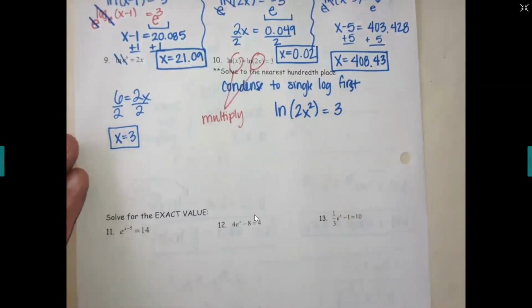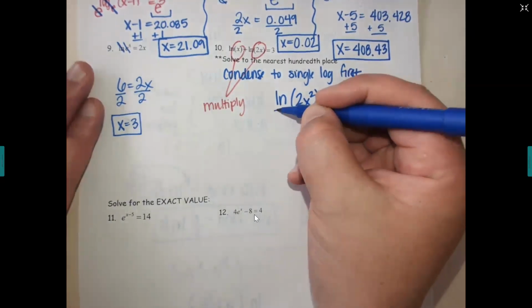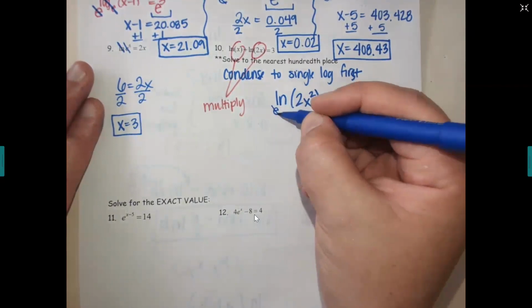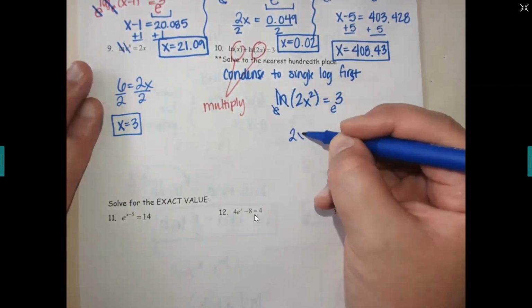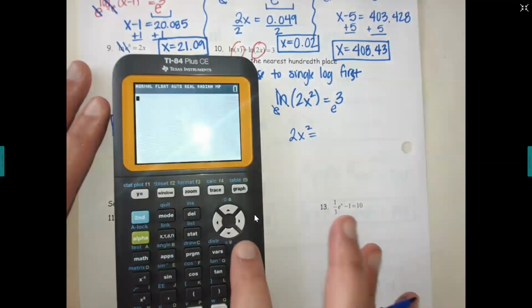What do we do from there? Okay, we have to get rid of the ln, so we're going to use an e. So my e and my ln are going to cross out here. I have 2x squared equals. Look up e cubed in your calculator.